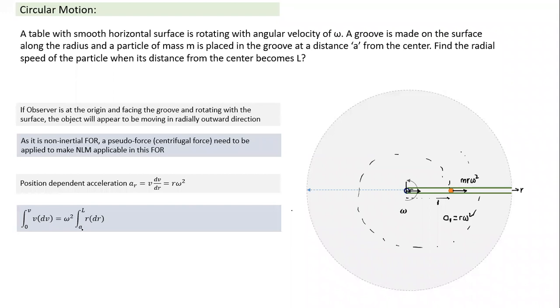When it is at distance a, its velocity is 0. When it is at distance L, velocity is v. We integrate within this limit and we get our answer. I hope most of you followed this question.